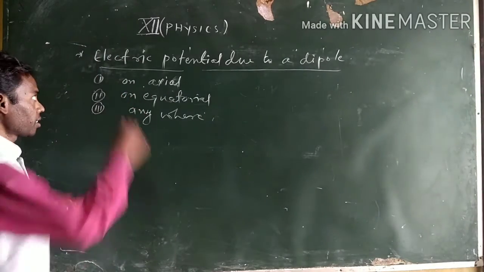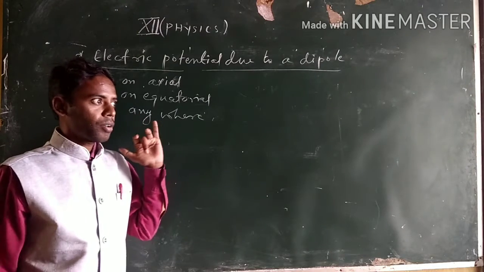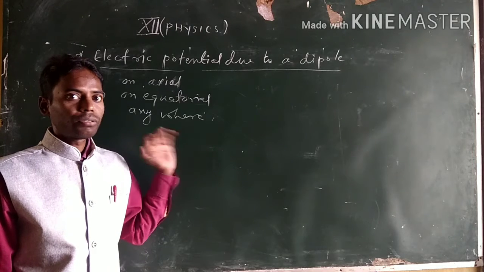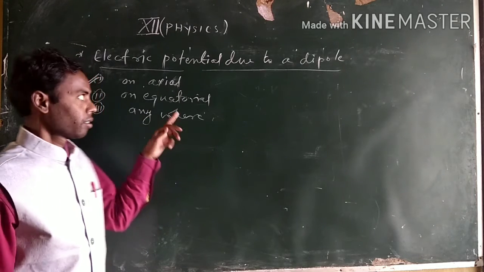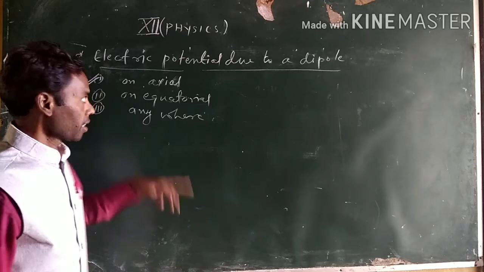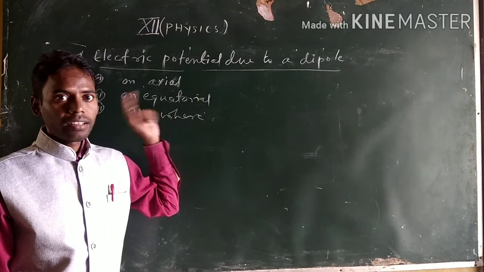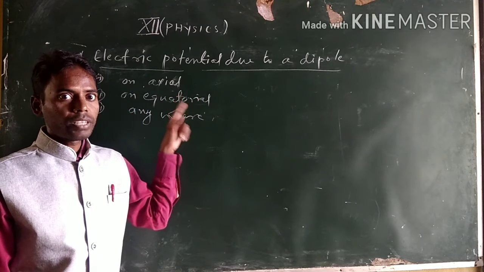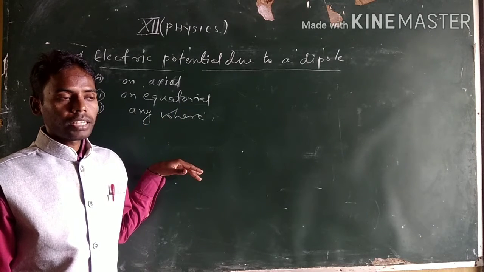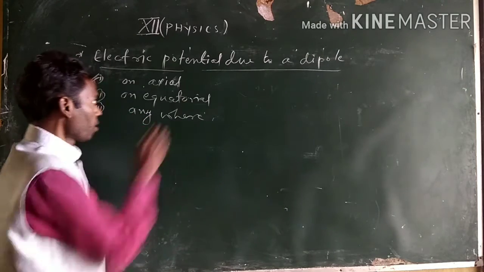These are the 3 cases. On the axial point, that means we have to take a point where we wish to find the electric potential due to the dipole, and that point should be number 1, on the axial point of the dipole. The second is the equatorial point, that means the point where we find the potential should be perpendicular or equatorial to the dipole. And the third is a point anywhere.